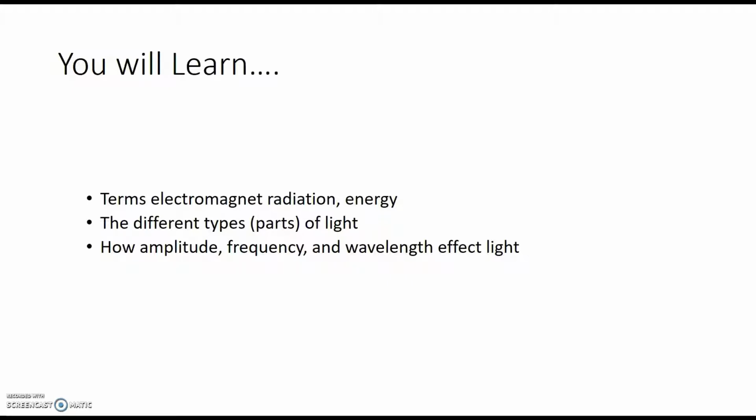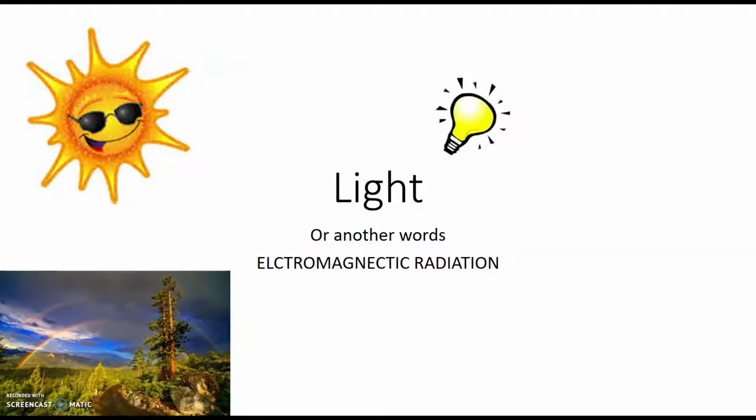So it's going to be using a lot of what we talked about in our last unit, the unit of sound and waves, and we're going to translate those concepts over to how amplitude, frequency, wavelengths, and all that work in light. So light. Light is another word for it; the more scientific term is electromagnetic radiation.